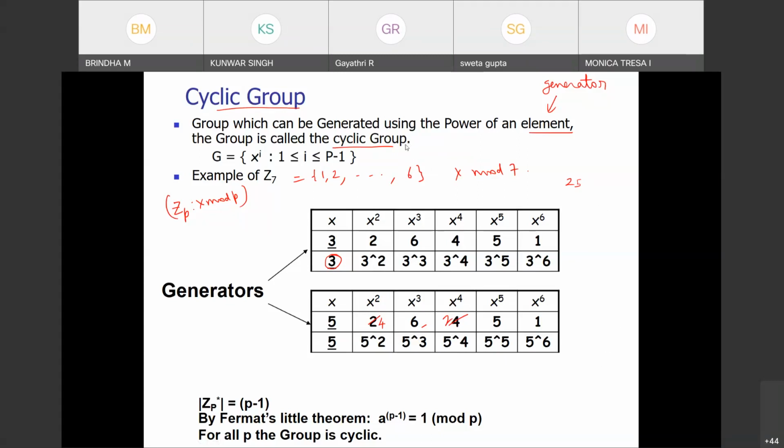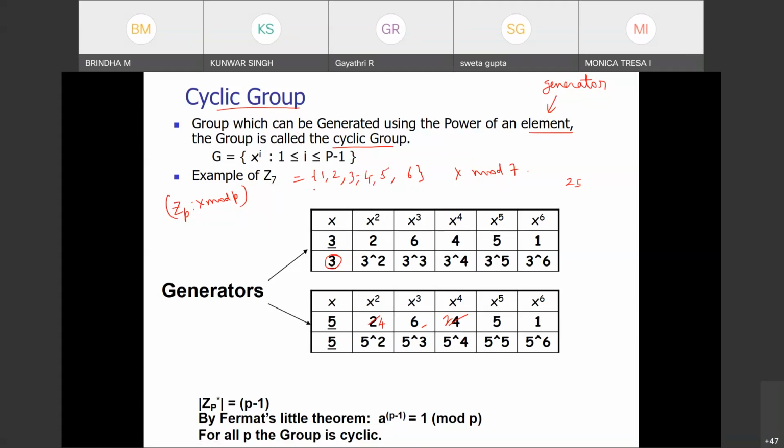So group, I hope you know the group. Now the cyclic group is the group in which all the elements can be expressed as the power of one element. That element is called the generator. If it is possible, then that group is called a cyclic group. For example, let's take this Z7. The set is 1, 2, 3, 4, 5, 6, and the operation is multiplication modulo 7. So this is a group.